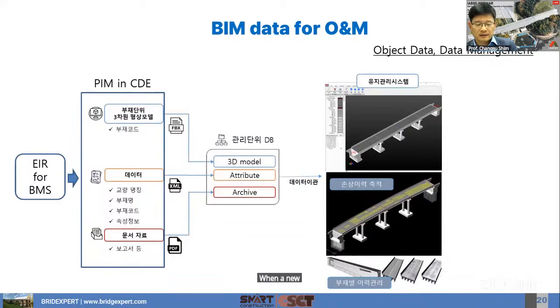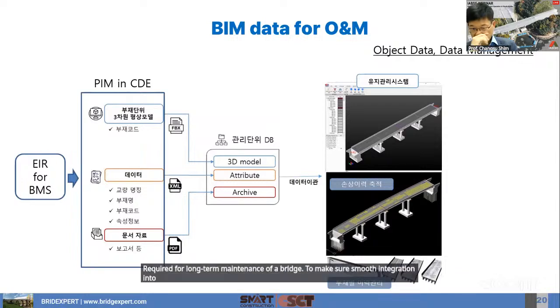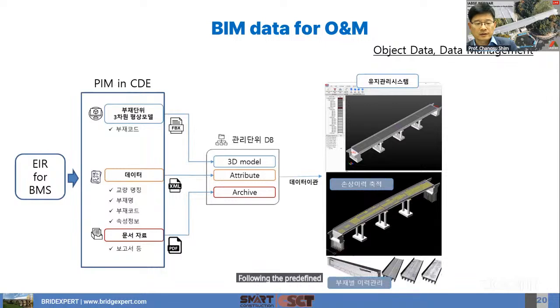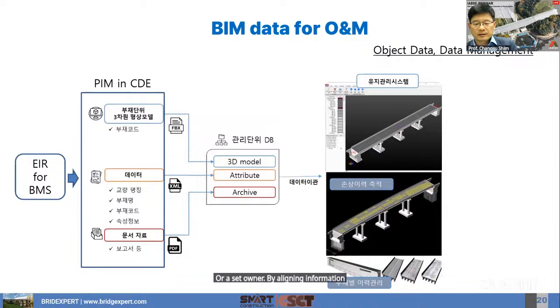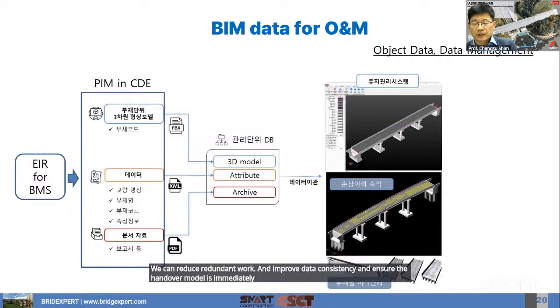When a new bridge is targeted, it is essential to clearly define the content and format of information that must be submitted at the time of project completion, as we discussed before. This includes not only geometry models, but also structured attribute data and linked documents required for long-term maintenance of a bridge. To make sure of smooth integration into the bridge management system, the contractor must deliver the information directly to the database, following the predefined information specifications, which are defined by the clients or asset owner. By aligning information delivery with the maintenance system's data requirements from the outset, we can reduce redundant work, improve data consistency, and ensure the handover model is immediately usable for operation and maintenance.